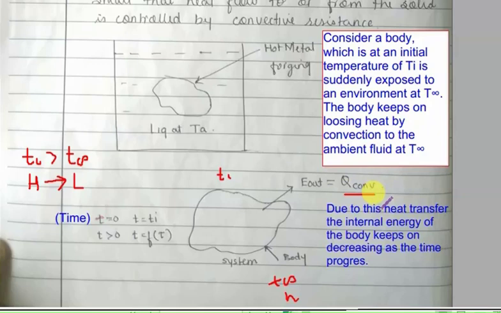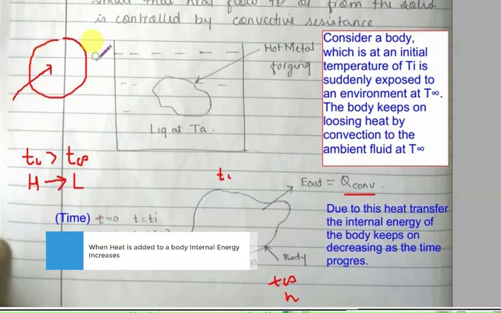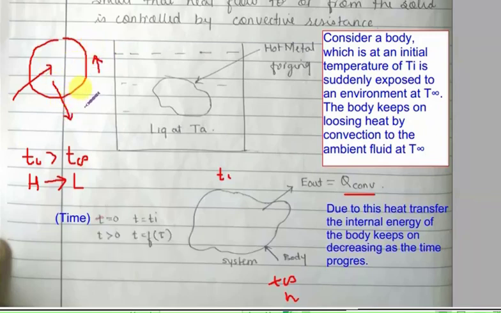We have already seen in the previous session that when heat is added to a body, the internal energy increases. On the other hand, if heat is removed from the body, the internal energy reduces. This concept we have already seen. So this body is losing heat to the surroundings by convection. Due to this heat transfer, the internal energy of the body keeps on decreasing as time progresses. Please keep this in mind, it is a very important assumption based on the previous session.